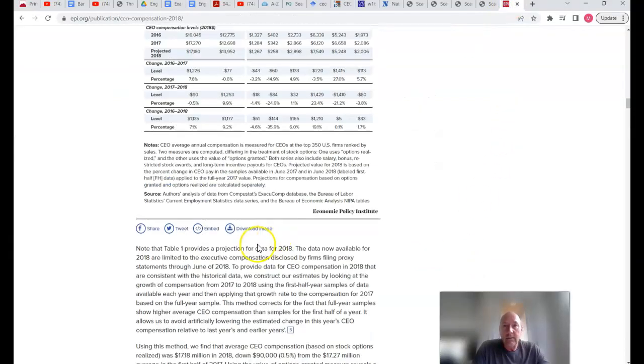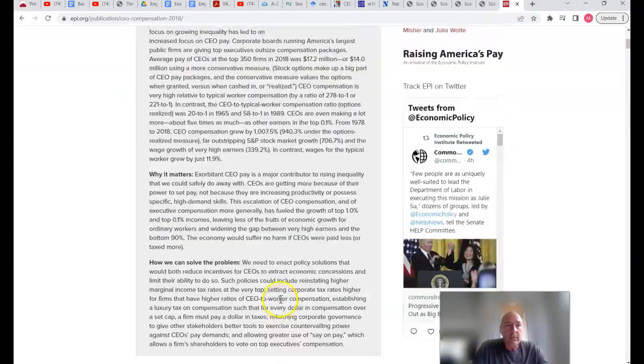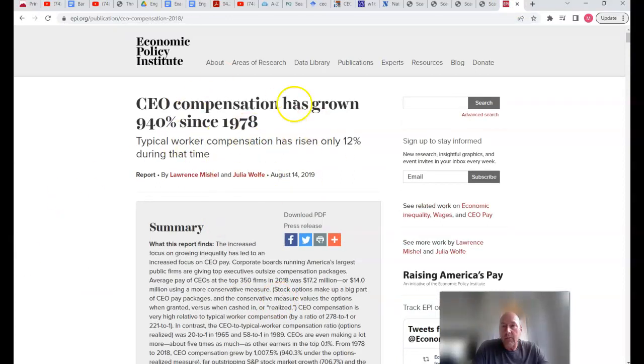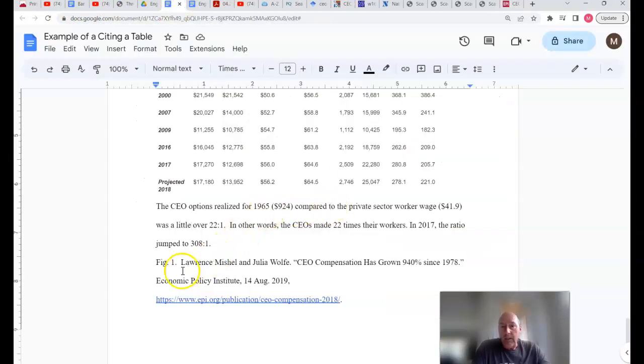Again, here it is, where I copied it. I've got all this information here: the author's names, the title of the article, the date of the article, the publisher of the article, and then the URL is there. And I went ahead and included the URL. I mean, why not?